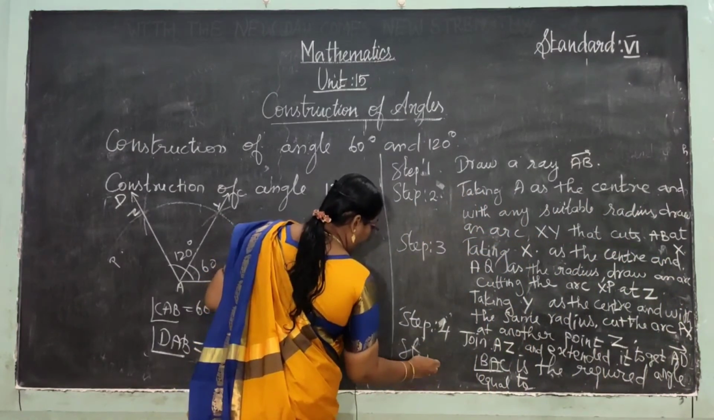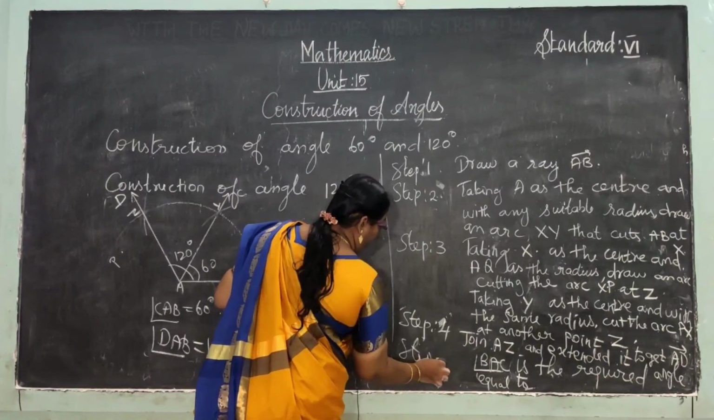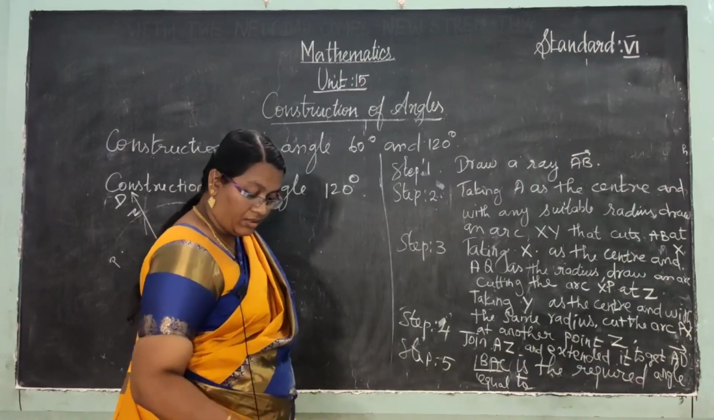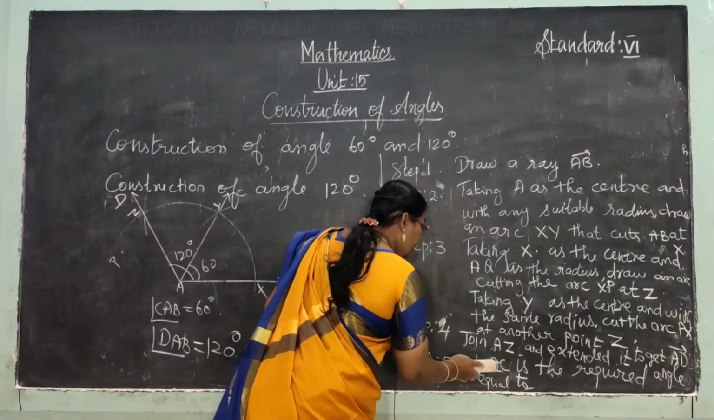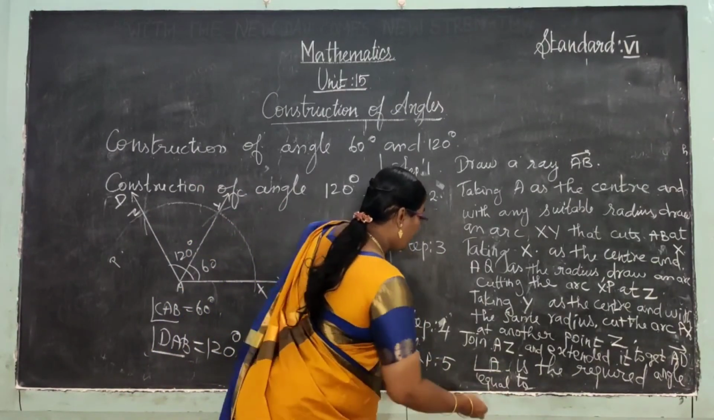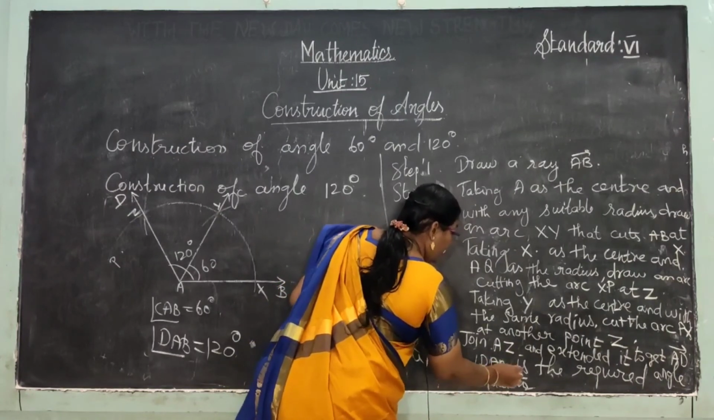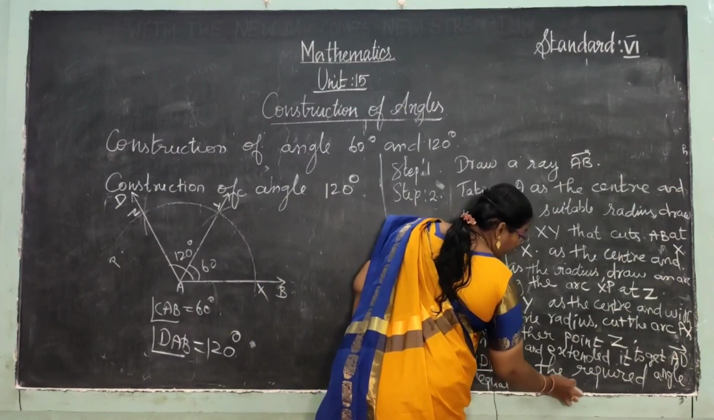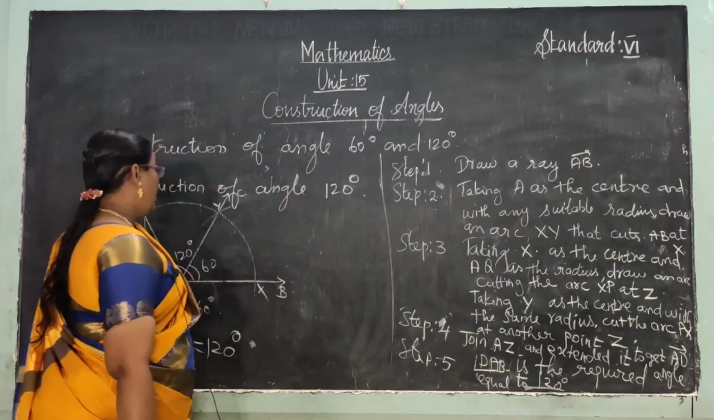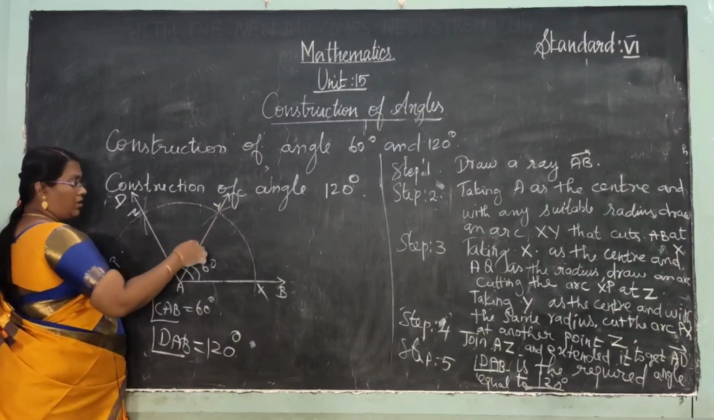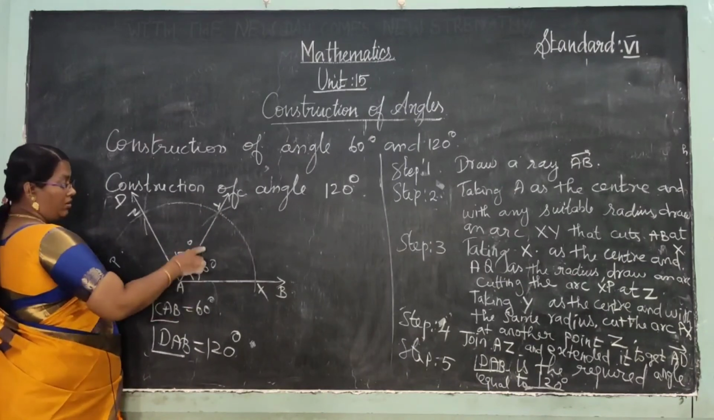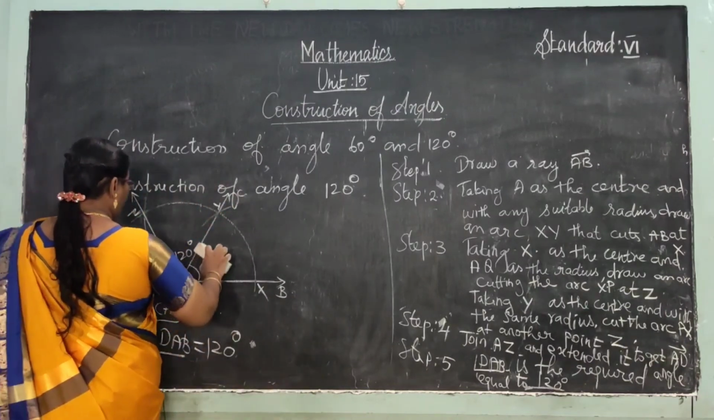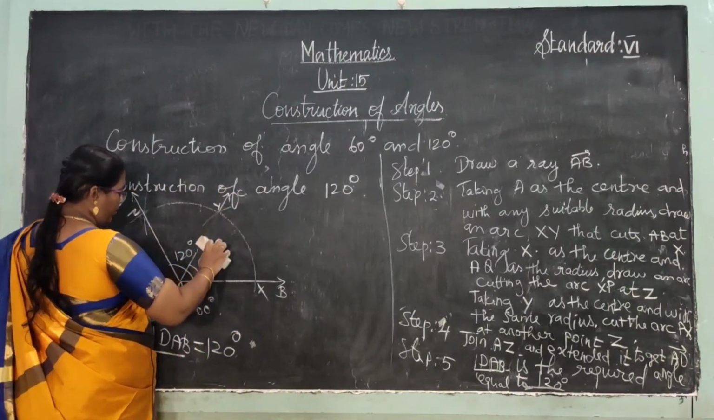Step 5. Angle DAB is the required angle, equal to 120 degree. Again I tell you, you need not draw this line in angle 60. For your understanding I have drawn it.